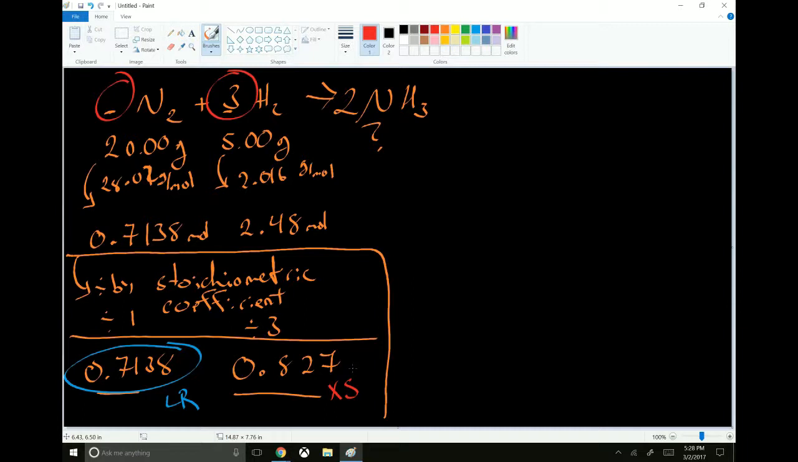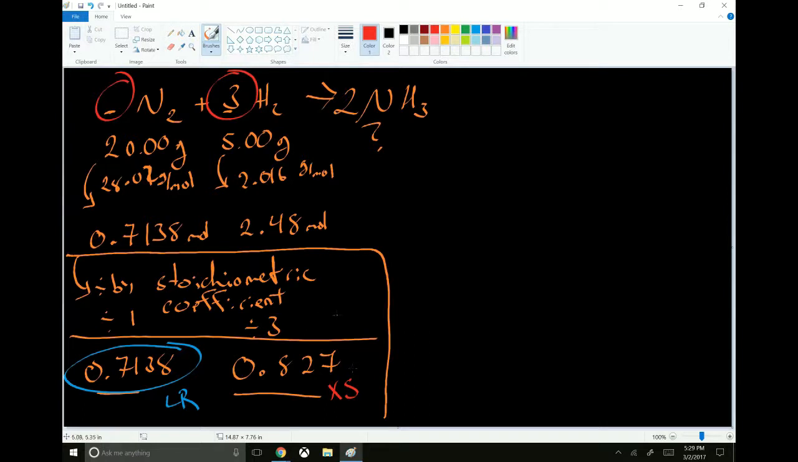You can have different quantities present in excess. You can have something that has like 2,000 times too much and one that just has a little bit too much, but they're both in excess. Okay, the smallest number in this calculation down here is always going to be the limiting reagent.